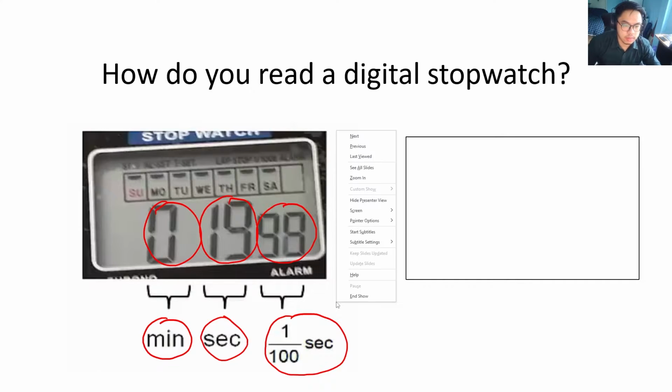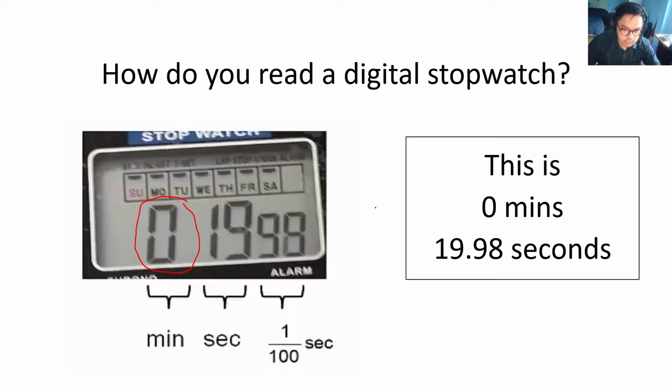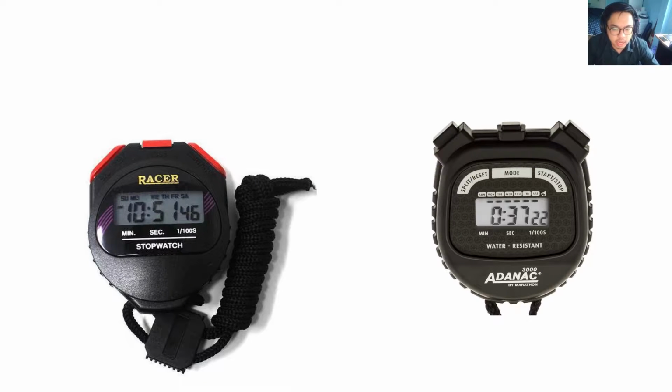So in this case here, what is the reading on this watch? So this is 0 minutes, as you can see, 19 seconds, 0.98 seconds. So this is how you read this particular stopwatch. Let's do some other examples. The stopwatch on the left, this is the minute. So you have 10 minutes, and this gives you the second, 51 seconds, and this gives you the millisecond, so 51.46 seconds.